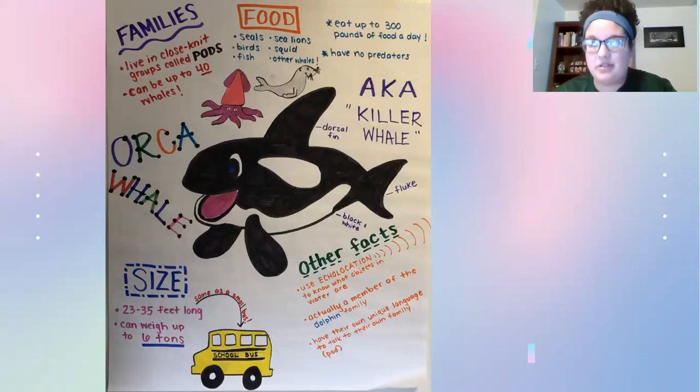And I labeled my pictures with some body part names because that's another thing I learned about. So even though I didn't make a whole category about their body parts, I just labeled them on my picture because that's something that I learned about as I was researching. And also, even though my poster doesn't have paragraphs written or even complete sentences, I could tell you all about any of the things that I wrote because I've done the research just like you have with your animal.